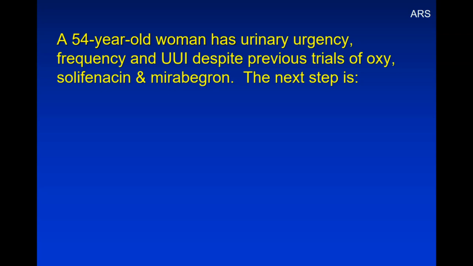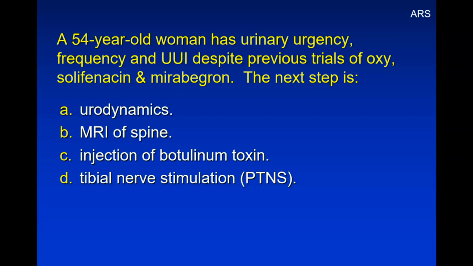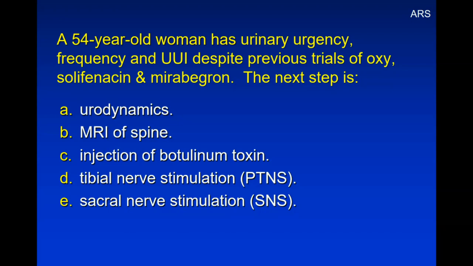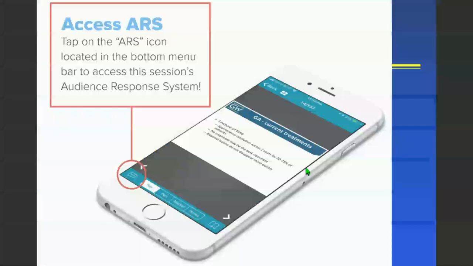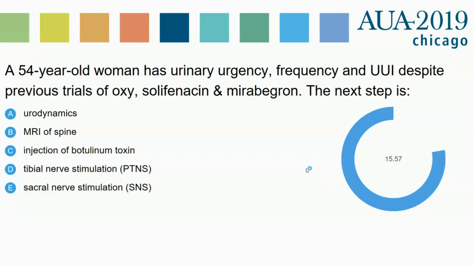So 54-year-old woman has urgency, frequency, and urgency incontinence. Despite oral therapy, the next step is A, urodynamics, B, MRI of the spine, C, botulinum toxin, D, PTNS, and E, SNS. And I put this one in for a reason, and I'll explain. Well, they were all in there for a reason, I suppose.